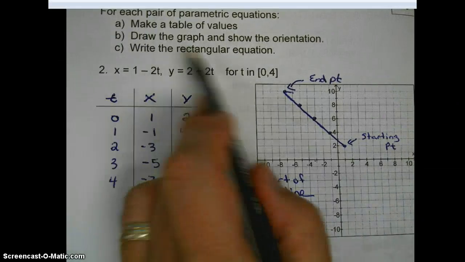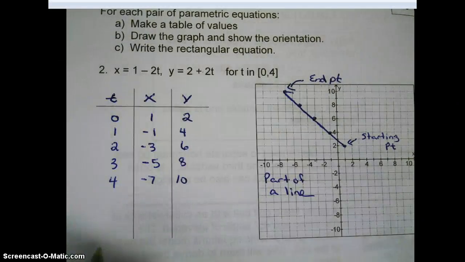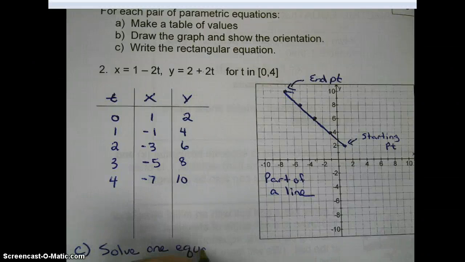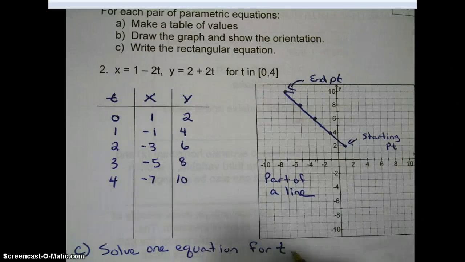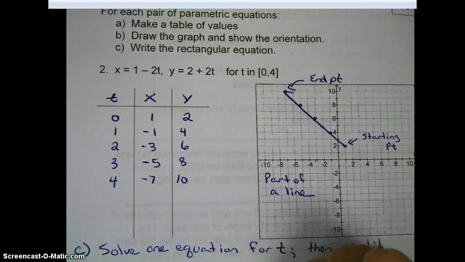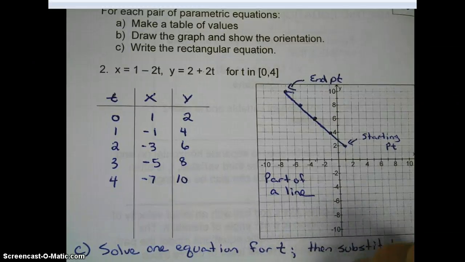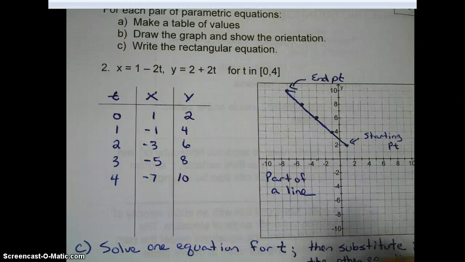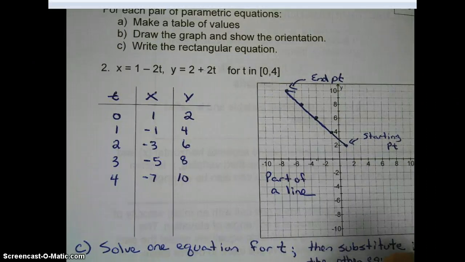It says write the rectangular equation. To write a rectangular equation, you're going to solve one equation for t, then substitute into the other equation and simplify.